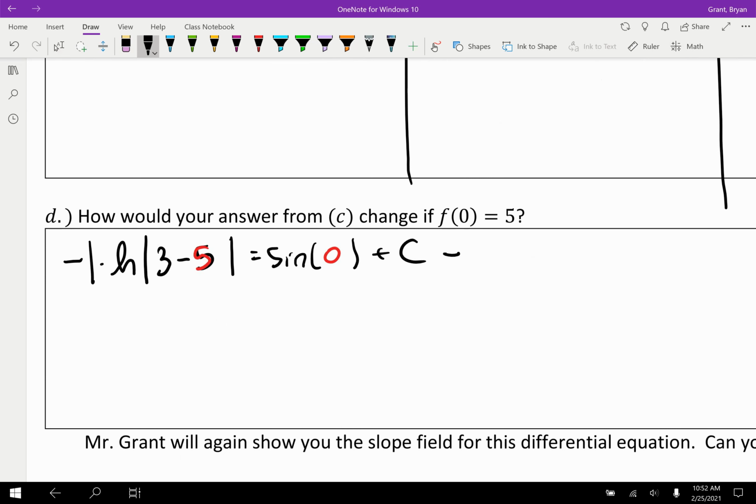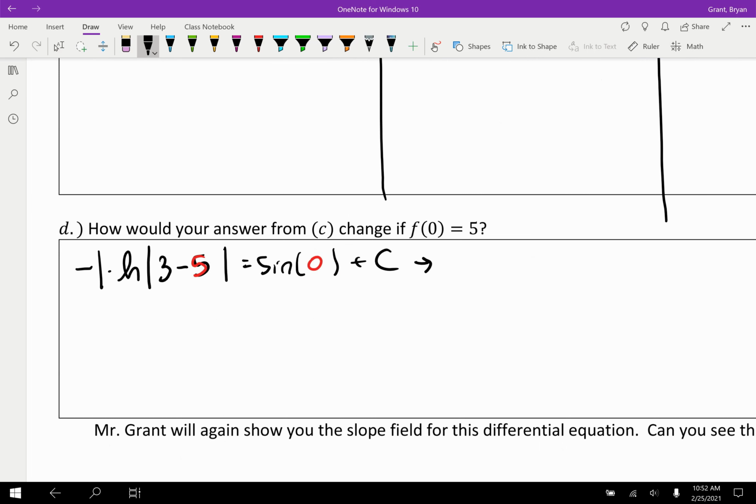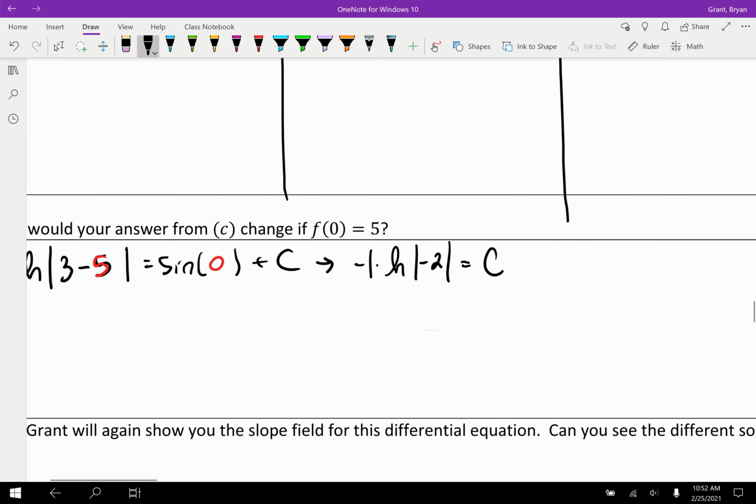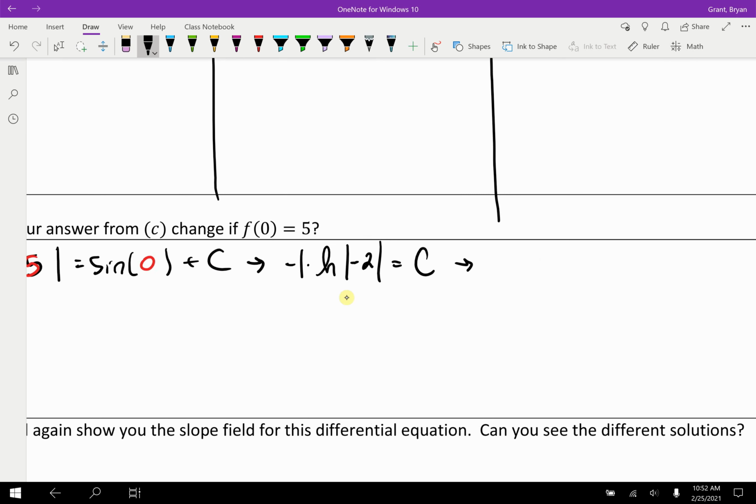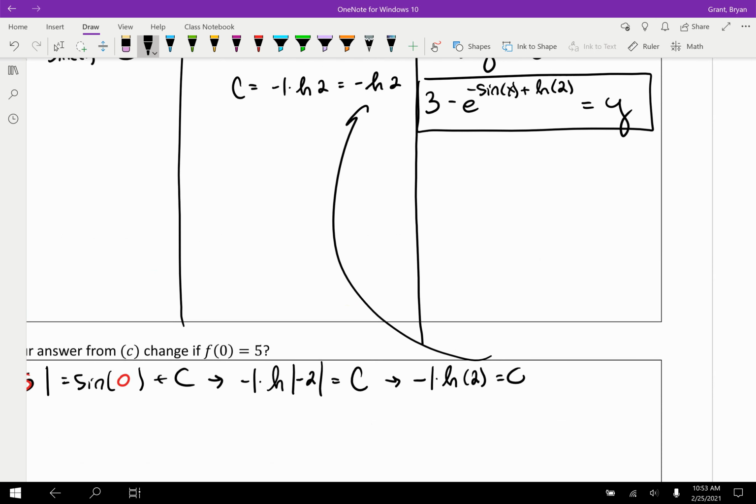As we go through, and I'm going to work to the right again, I'm going to get negative 1 natural log absolute value of negative 2 equals sine of 0 is 0, 0 plus c is c. And so you need to ask yourself, is the absolute value necessary here? And the answer is yes. If you didn't have this absolute value, this would be a does not exist case. There wouldn't be a branch of the equation here. But with the absolute value, it causes that absolute value of negative 2 to turn into a positive 2. And now we found our value of c. In fact, our value of c is the same as it was before.